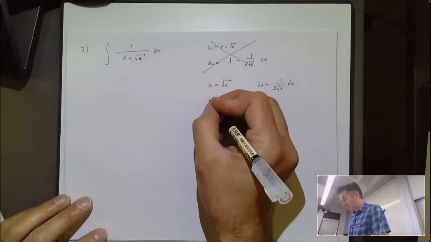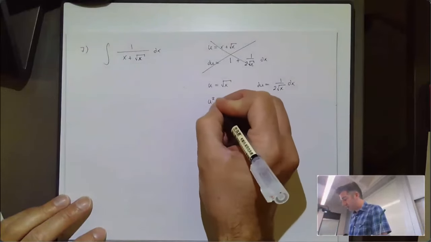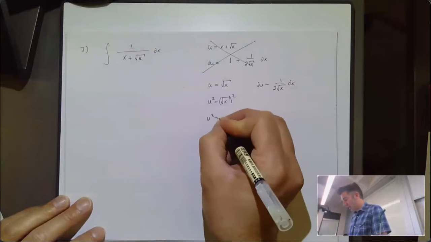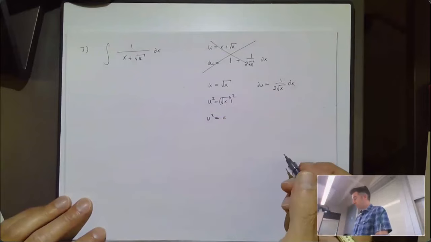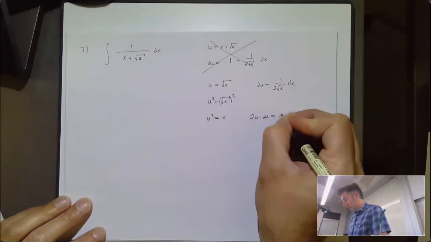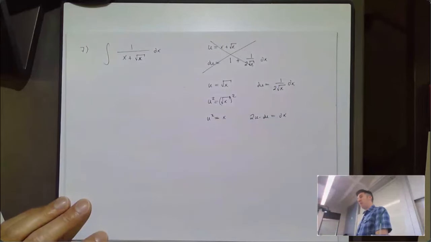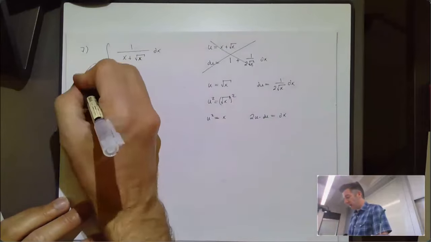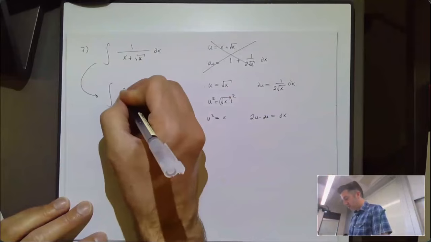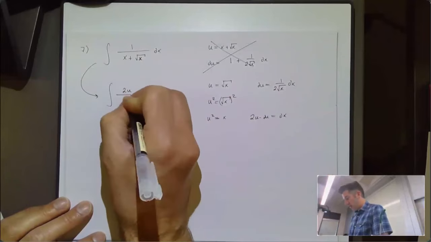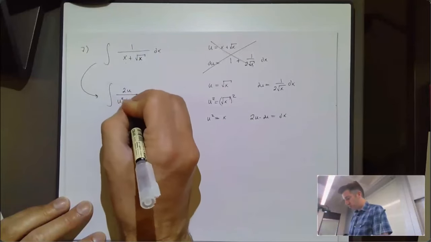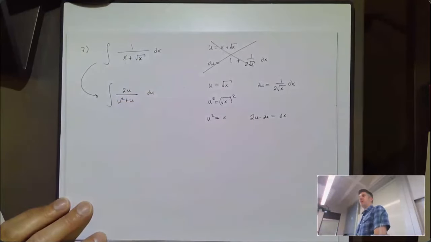So let me show you what direction my brain would probably go first. I would solve for x, so square both sides, and then u squared equals x, and then taking the derivative of both sides, 2u du is equal to dx. So I could rewrite this as the integral of, so my dx is 2u du, and my denominator is u squared plus u. I guess I could factor out a u now. That's actually going to totally work.